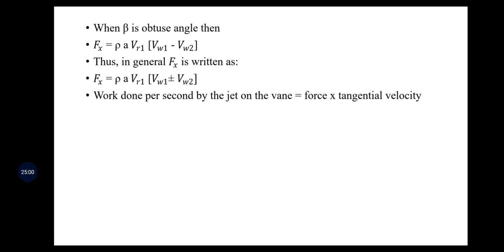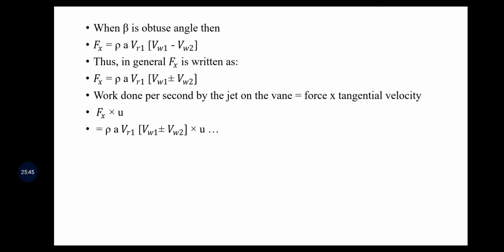Now we'll discuss the next part, that is the work done per second by a jet on the vane. That means when the jet strikes the vane, how much work it will do per second. As we know, work done is nothing but the product of force into velocity. So force will be Fx, the tangential force we have already done, and the velocity will be the tangential velocity, that is the velocity of the plate. Why the plate? Because work is done by the jet on the plate. It means that the plate is going to displace due to the actuation of the jet on it. So we have to consider the tangential velocity of the plate, that is Fx into u.